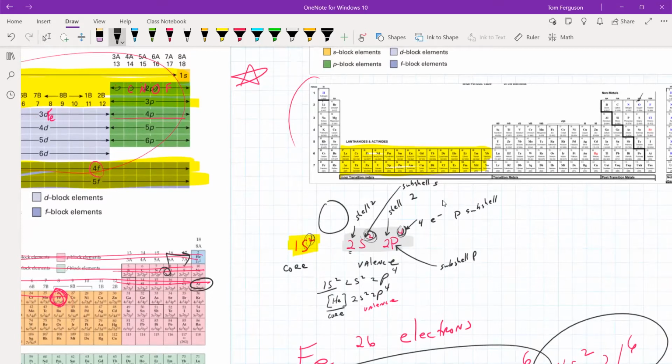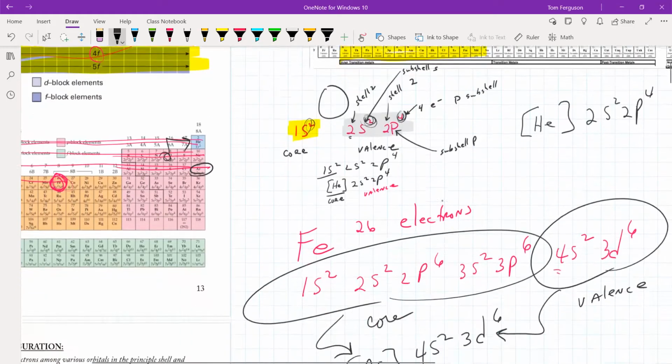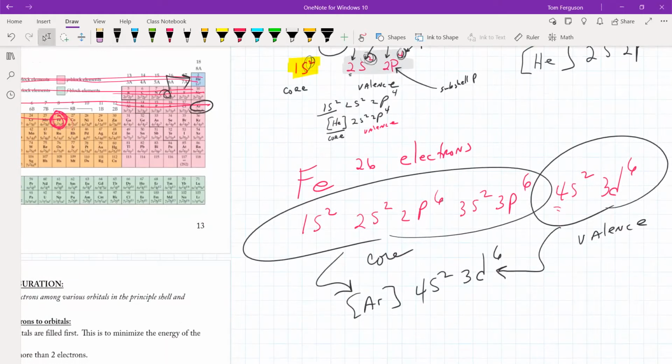So that would be the other way to write it, just as short to write, 1s2 with helium. Okay. So that's iron. You can see how much simpler it is when we represent the core electrons as a noble gas.